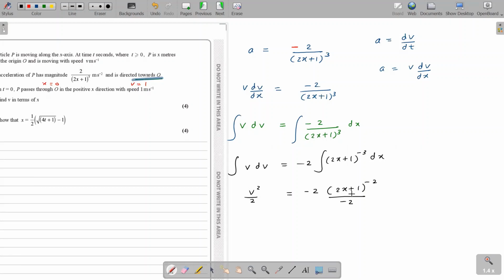In addition to that, now this minus 2 was outside. This came with the power. In addition, you have to also divide by the coefficient, right? Coefficient of x, there's 2x here, which means there should be another half. And don't forget the plus c.